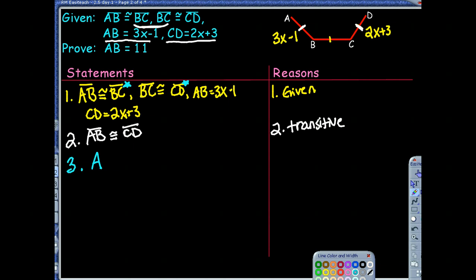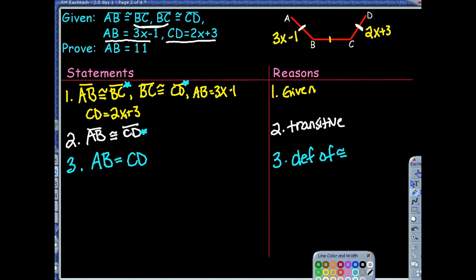So let's do that. Segment AB's length is equal to CD. And those are the lengths. Good. Exactly. Okay. And what was our reason there? Definition of congruence. And guys, you're going to see that reason a lot, anytime you go from congruent to equality or back. Exactly. All right.